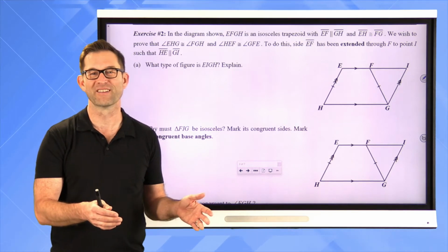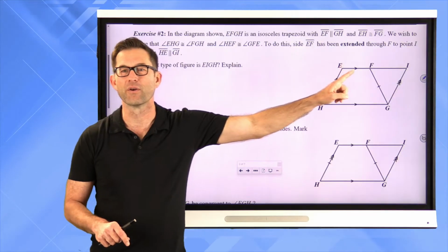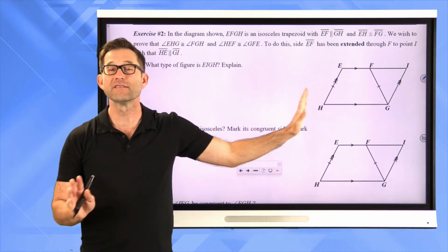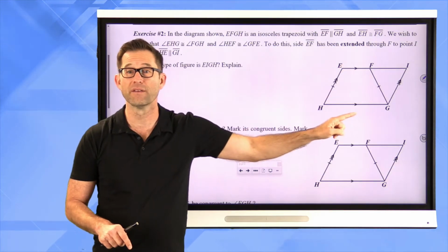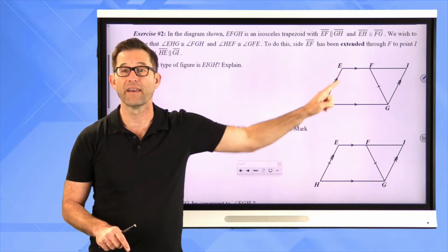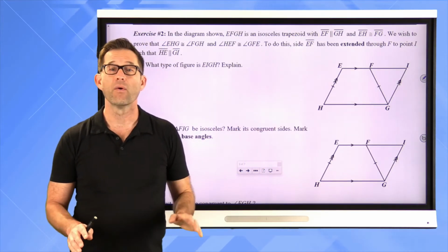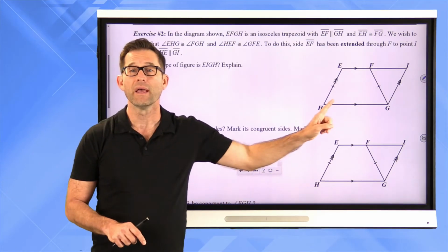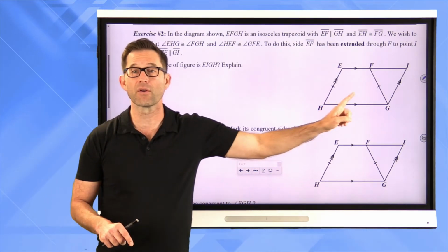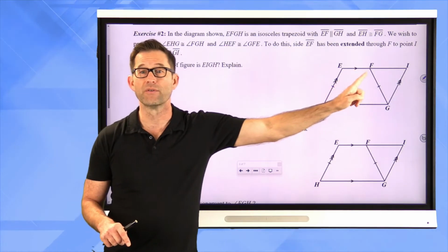So let's make sure that we understand the thrust of what we're going to do in this exercise before we go ahead and do it. Just hone in on the figure EFGH. This is that isosceles trapezoid we were just talking about. So EF is parallel to GH, and side HE and side GF are the same length. Now, just as we speculated in the last exercise, we really want to prove that this particular angle is congruent to this one, and this particular angle is congruent to that one.